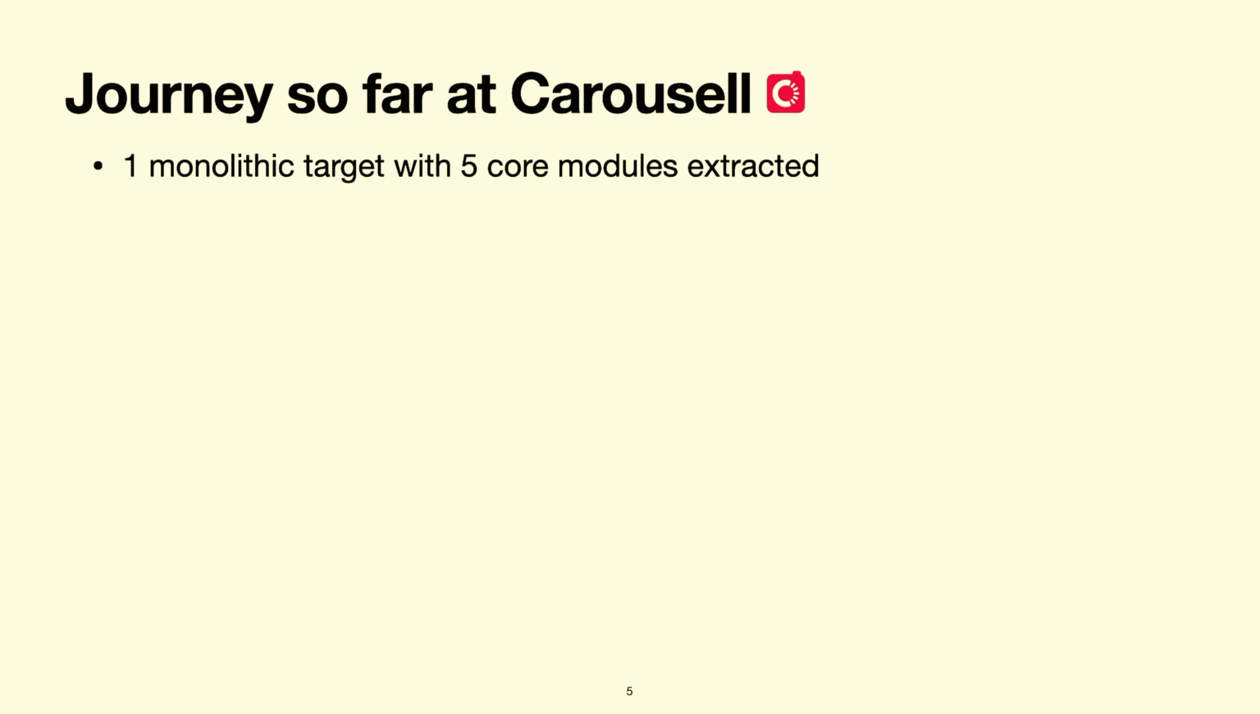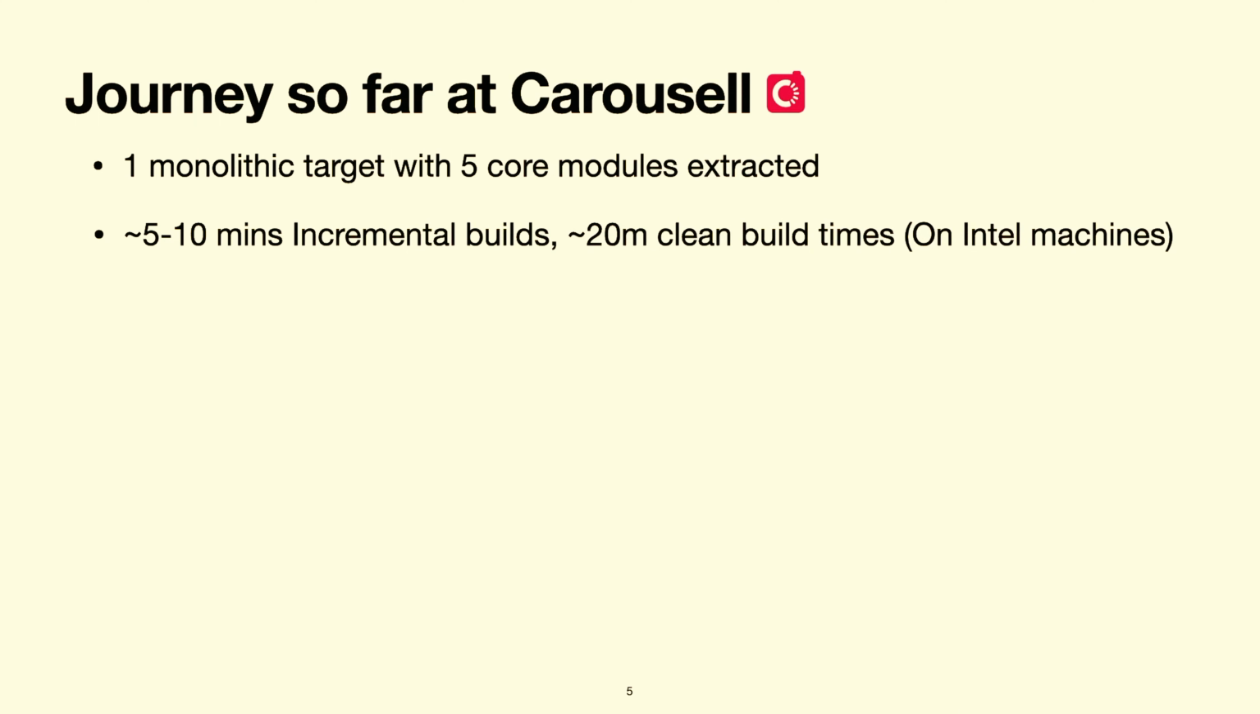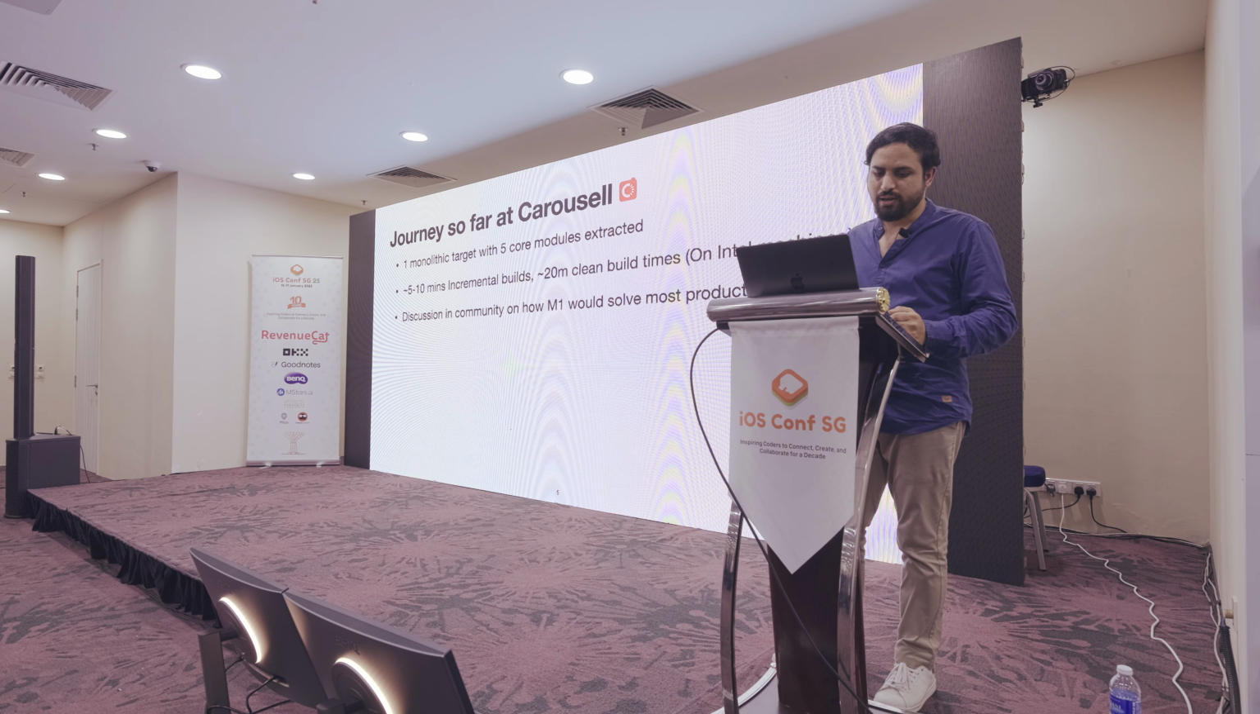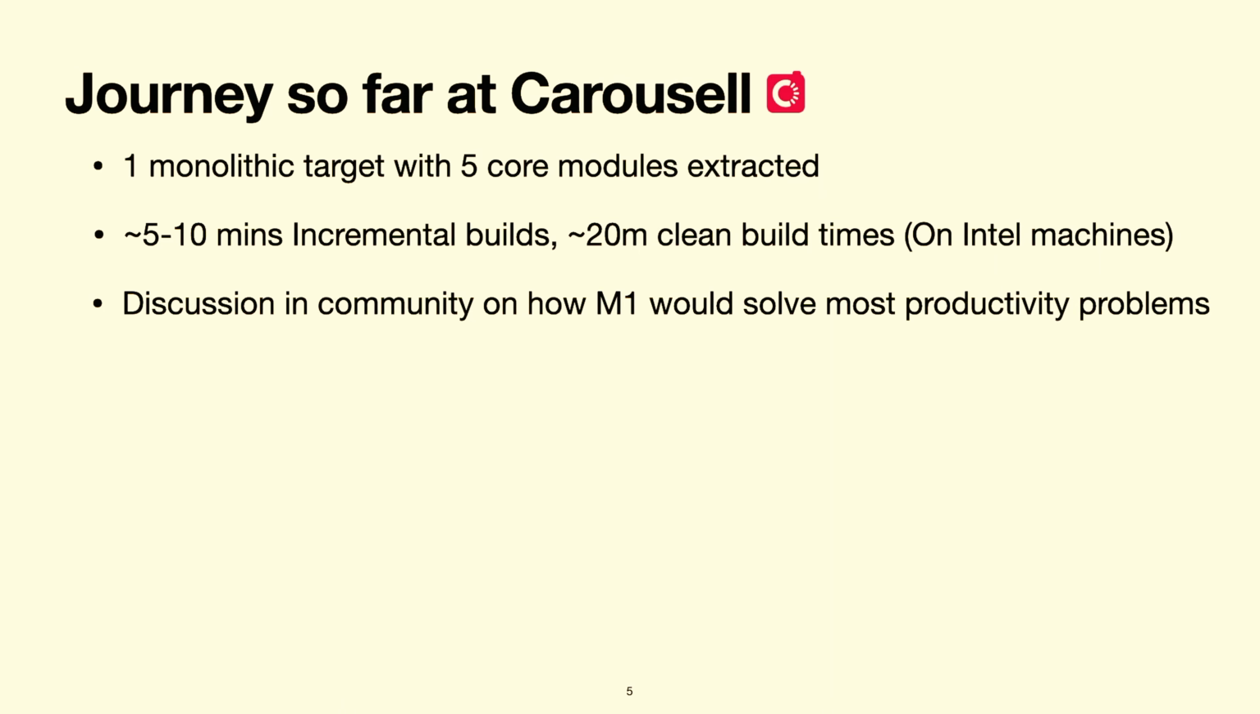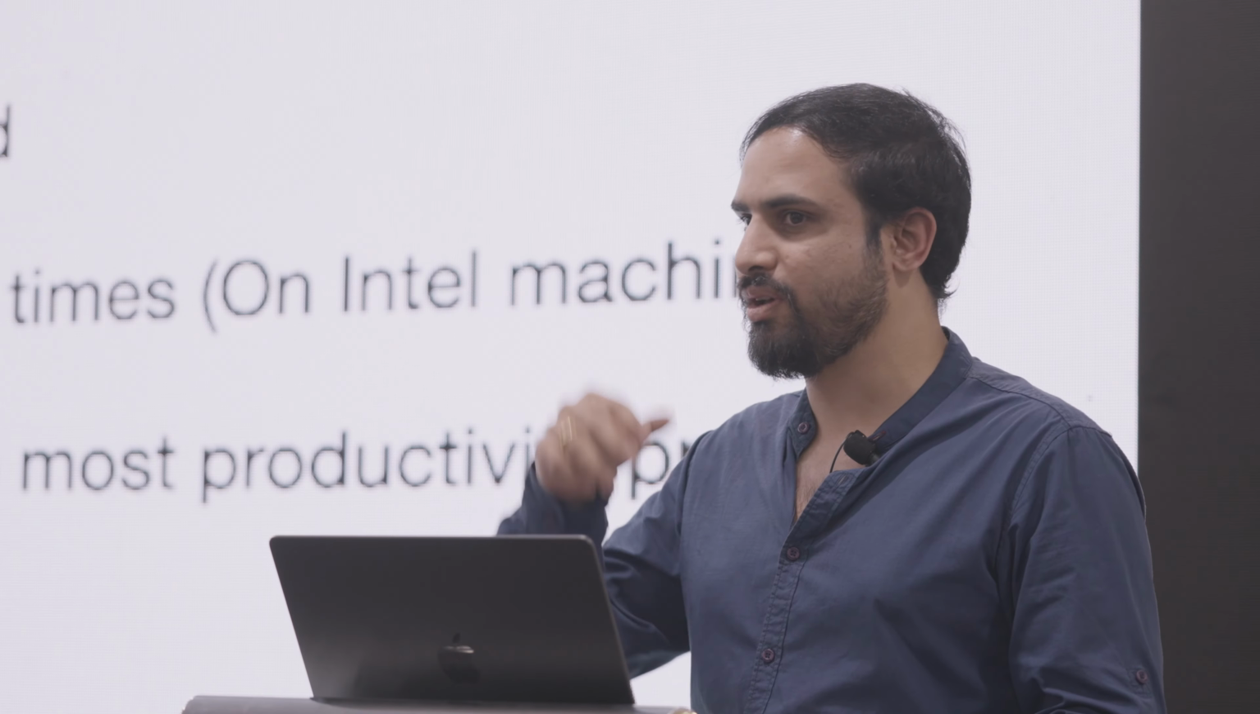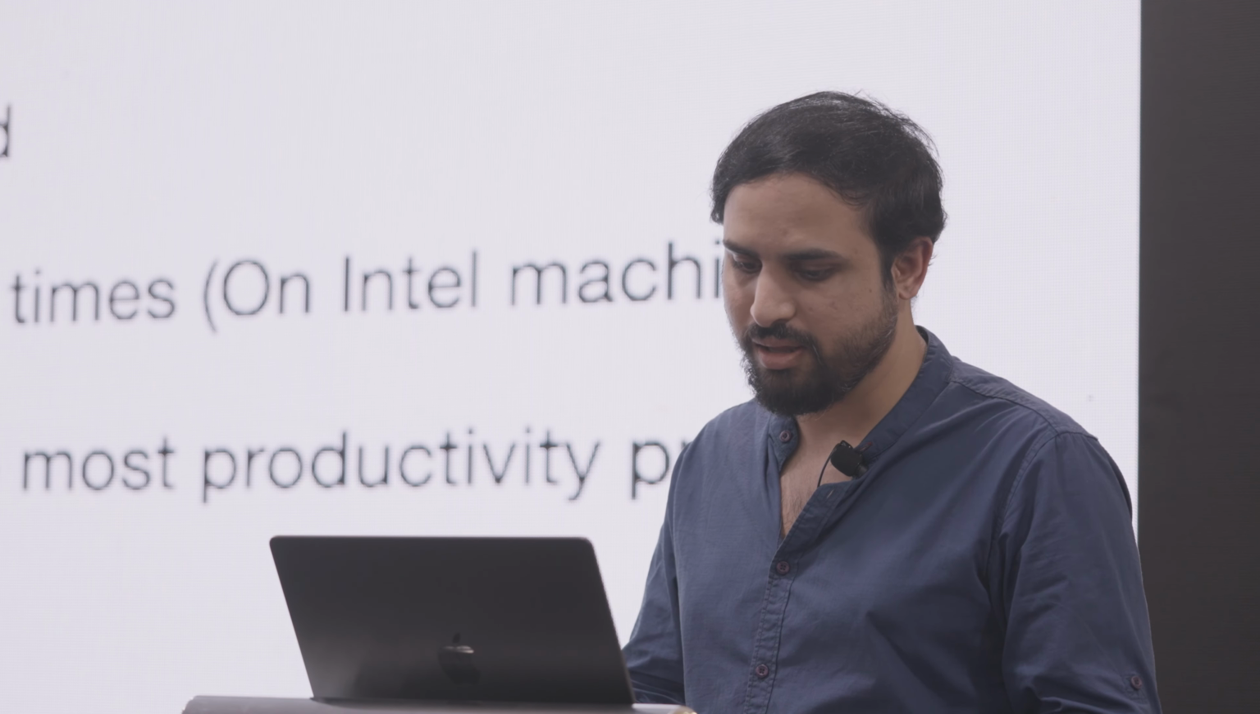So let me walk you through my journey at Carousell. I joined Carousell back in 2021, and our iOS code base was mostly one monolithic target and 5 core modules extracted. The build times were unsatisfactory, to put it in a mild way, but still, we were on our Intel machines back then. However, in the same year, Apple came out with Apple Silicon, so that became available and everyone was excited. And there was discussion in the community that every other company should just phase away all the Intel machines and bring in the M1 machines so that the productivity problems would be solved.